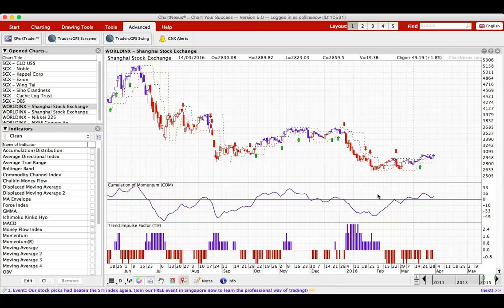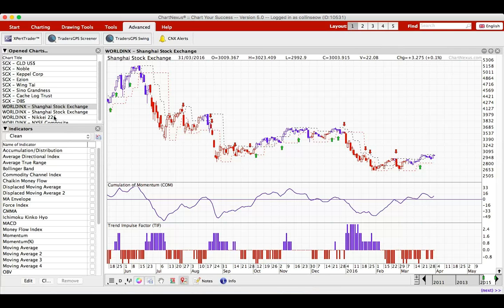But the downtrend, which is this part, this downtrend has completed. So there's no more strong downtrend right now. It has turned into a weak uptrend for the Shanghai market.